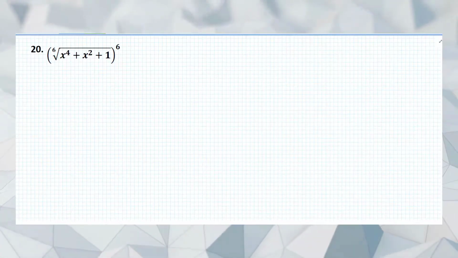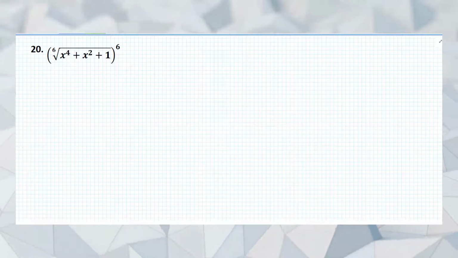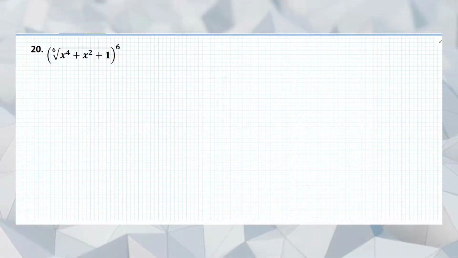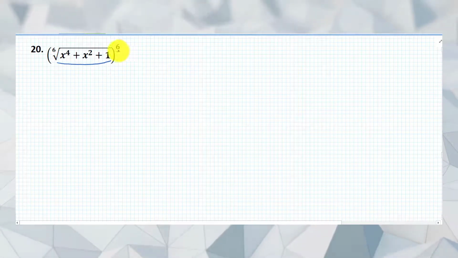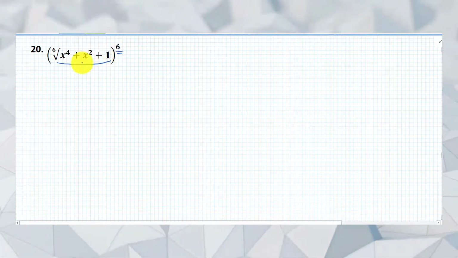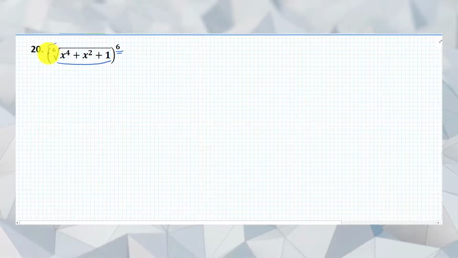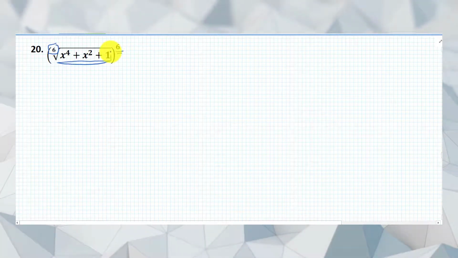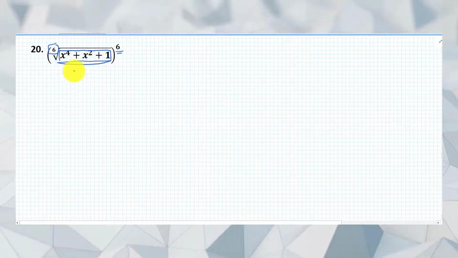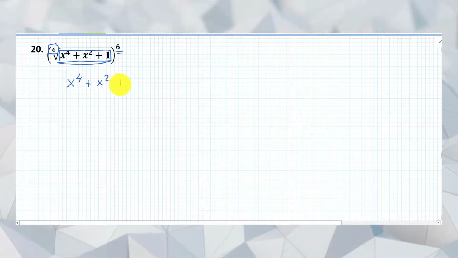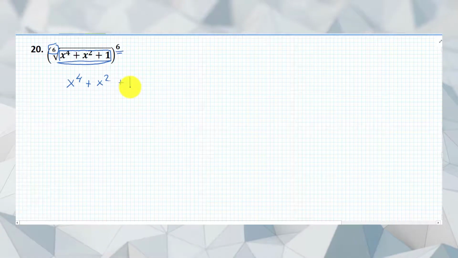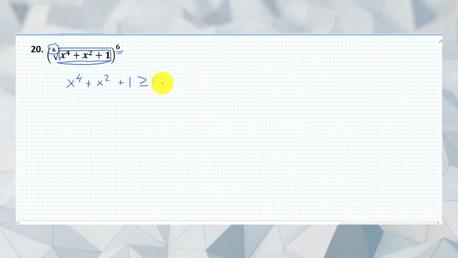All right, in example number 20, we're looking at the 6th root of an expression again, and we want to raise that to the power of 6. This is a little bit more delicate, right? Because it is a 6th root, and you know that what you have inside a 6th root has to be positive. So we should make sure that x to the 4th plus x squared plus 1 is always non-negative.